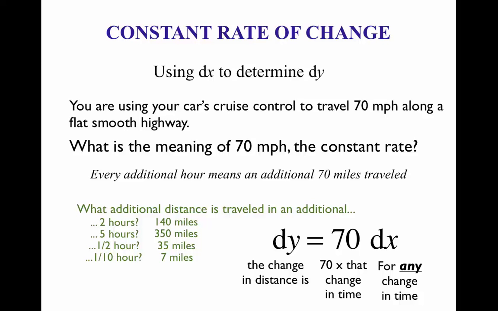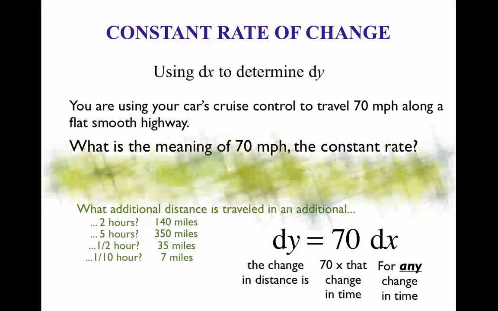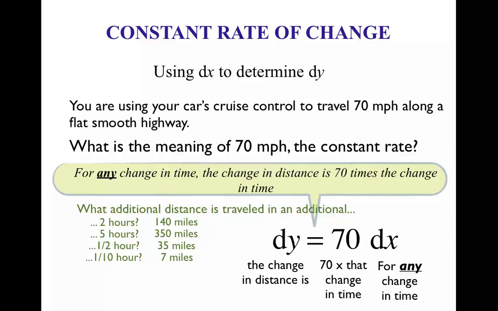That's a lot broader, stronger statement than just every hour you go 70 miles. Do you see? So we want to change that initial definition to this one: for any change in time, the change in distance is 70 times the change in time. This is really crucial for understanding that number. So this is our meaning for 70 miles per hour. This equation then gives us our meaning for the constant rate of 70 miles per hour.